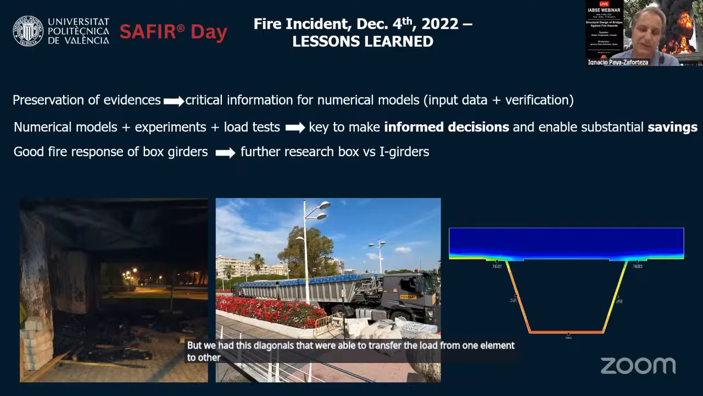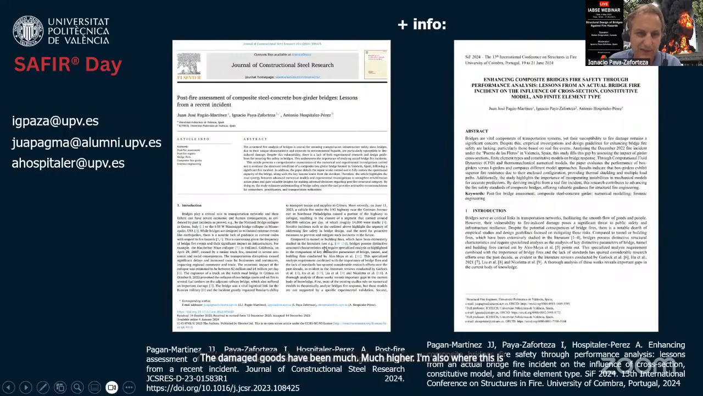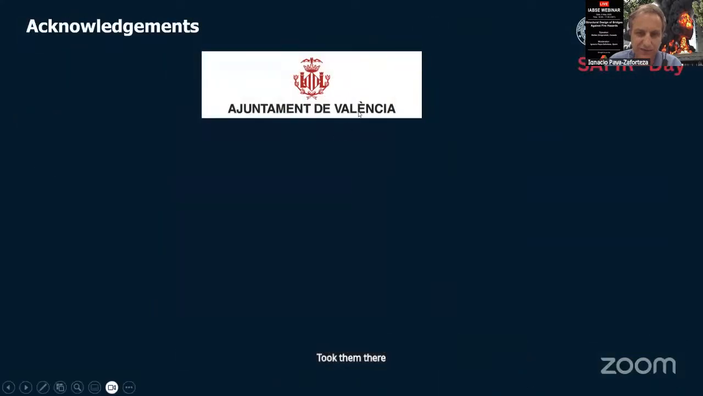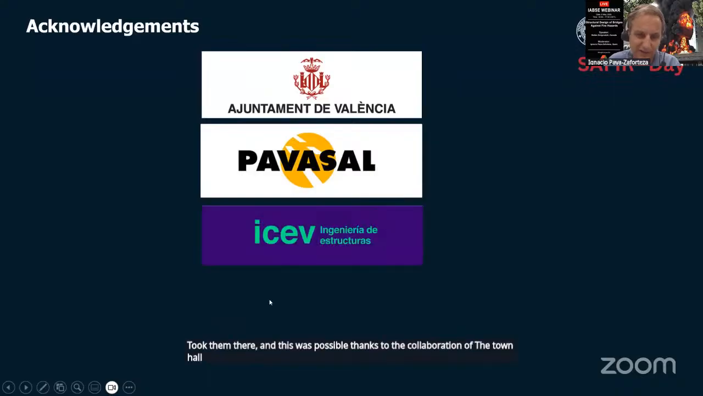And also, if you compare the behavior of the box girder compared to the eye girder, this one is much better. So on this side, we were also lucky, because with eye girders, probably the damage would have been much higher. And also, well, this is already published in a journal, so if you want all the details, you can check them there. And this was possible thanks to the collaboration of the town hall, a contractor, and this is the company that did all the analysis at ambient temperature.